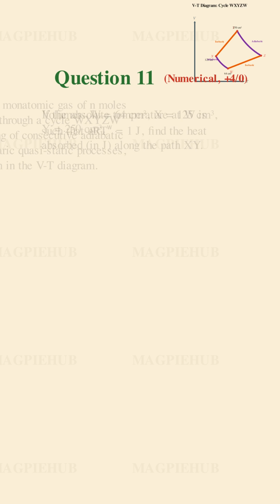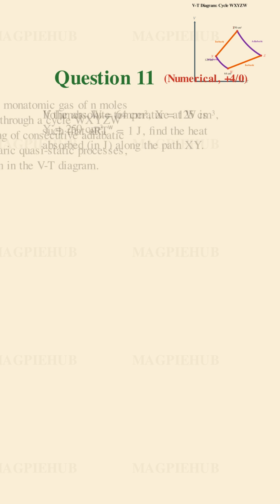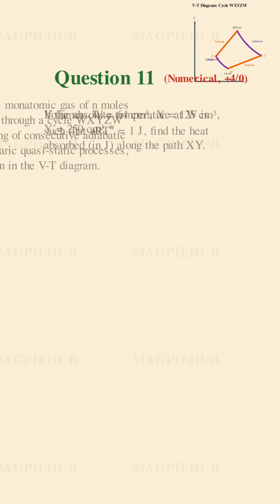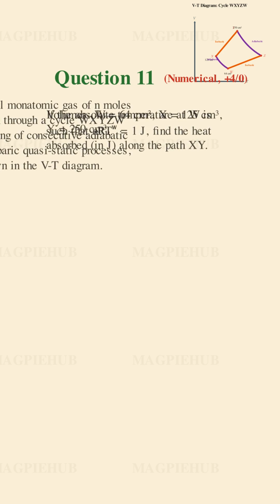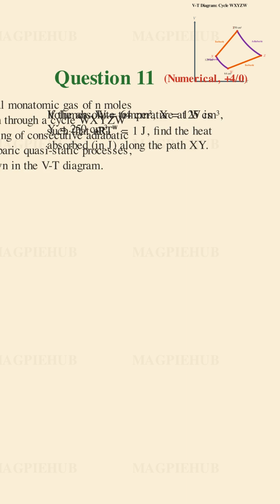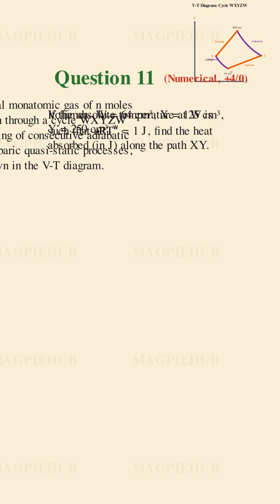The question states, an ideal monatomic gas of n moles is taken through a cycle WXYZW, consisting of consecutive adiabatic and isobaric quasi-static processes, as shown in the VT diagram. The volume at W is 64 cubic centimeters, at X is 125 cubic centimeters, and at Y is 250 cubic centimeters. If the absolute temperature TW at point W satisfies nRTW equals 1 joule, find the amount of heat absorbed in joules along the path XY.